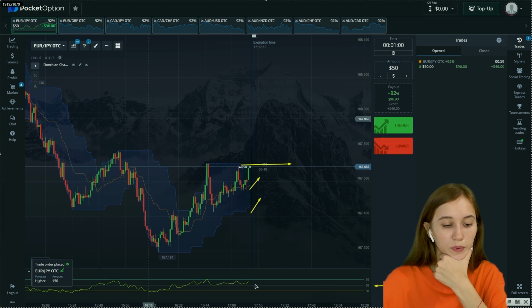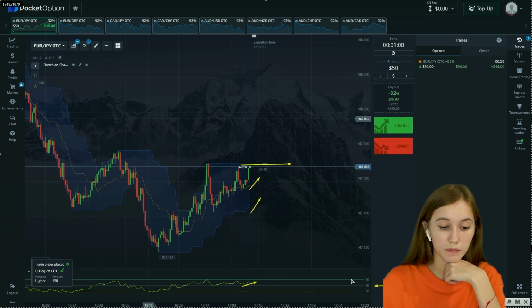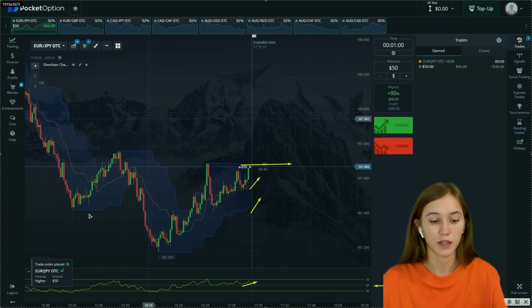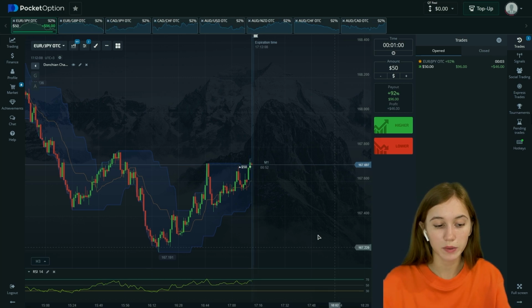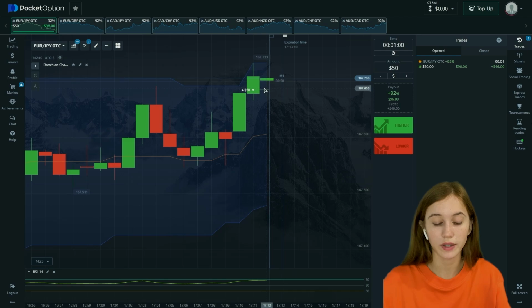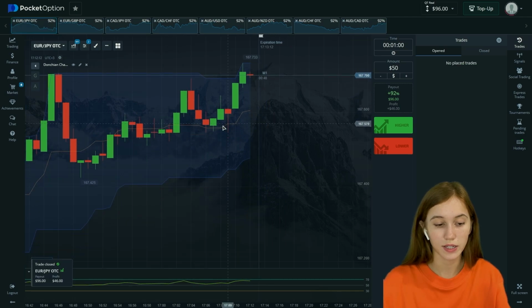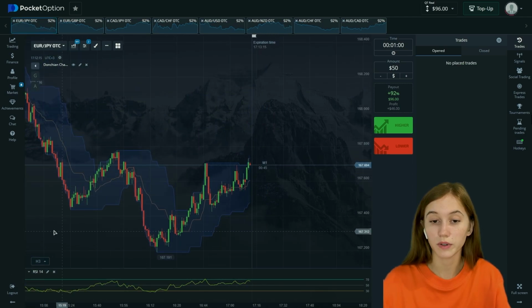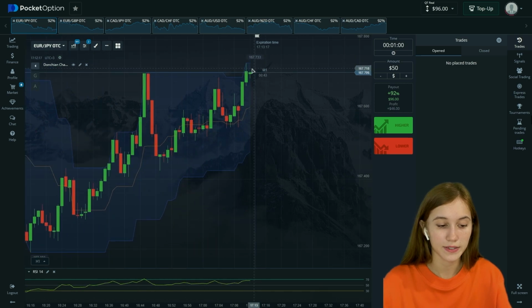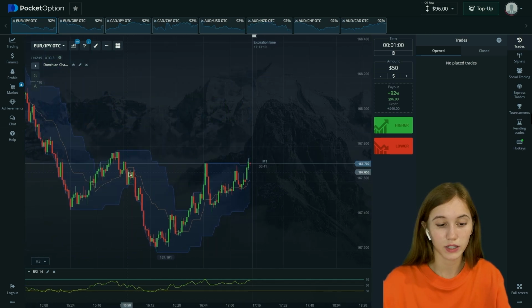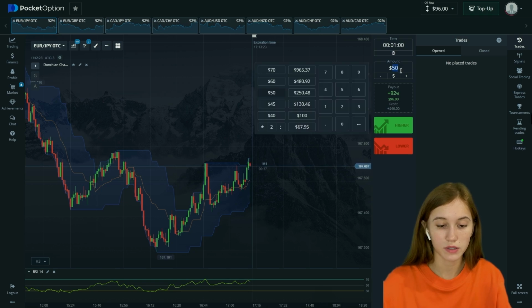RSI, we are also above the market average of 50 and below overbought 70. Let's look at the chart. At the moment, we're above our opening point and the trade is closing positive. You can see it on the balance in the lower left corner. Let's increase the amount to 96 and move on to the next concept.